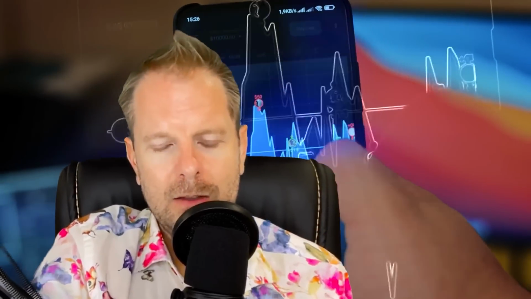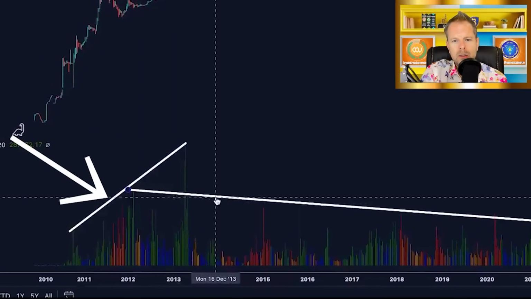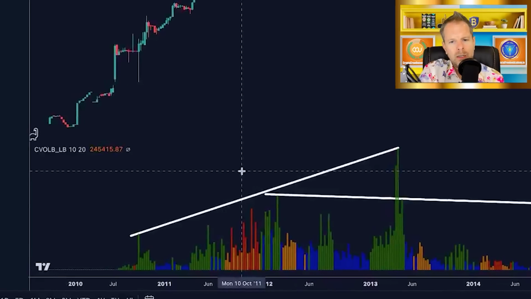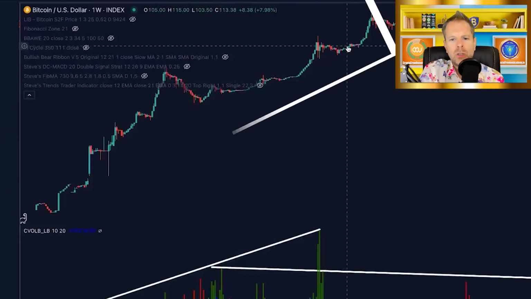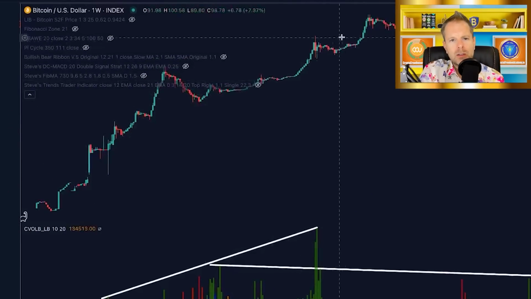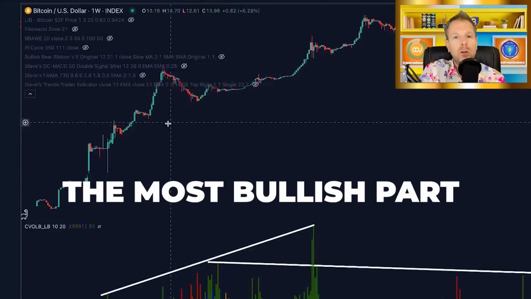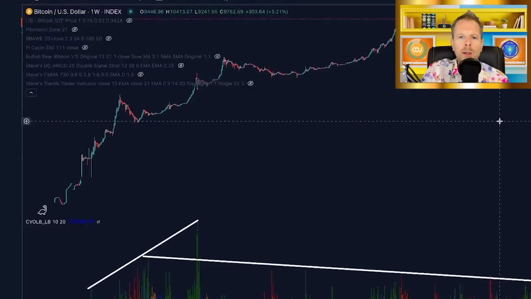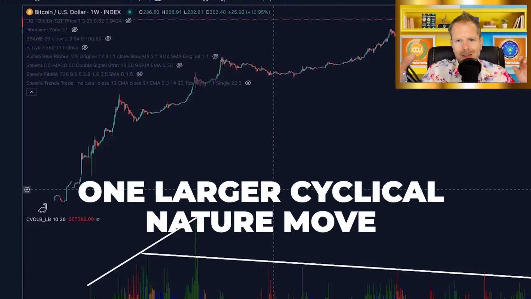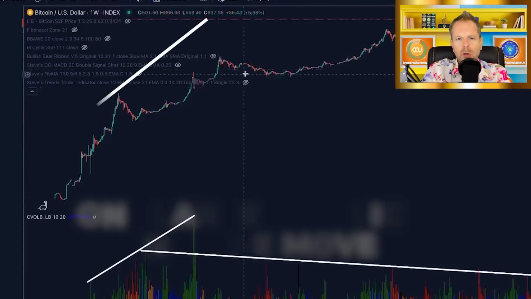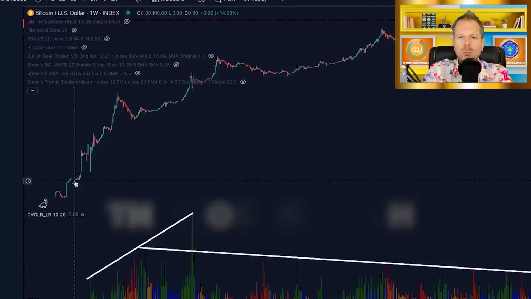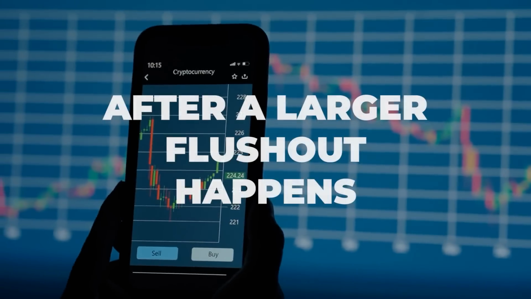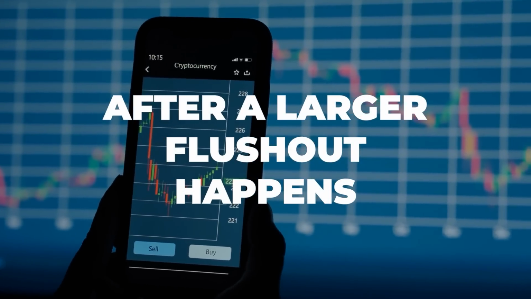Now there's 2 facts that I want to talk to. This white line and this white line. Let's first talk about this one. When we zoom into this white line, what you'll notice is that this whole first area of our market cycle was the most bullish part of our market cycle, right? If you look at this whole cycle sort of as one larger cyclical nature move, this first part is the most bullish. And I do believe we are going to get another one of these after a larger flush out happens. More on that in a moment.